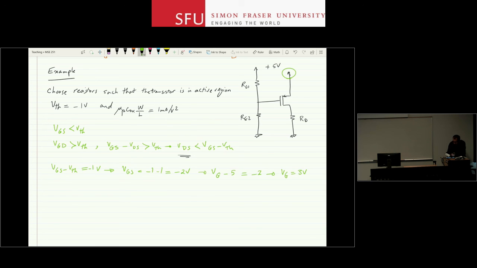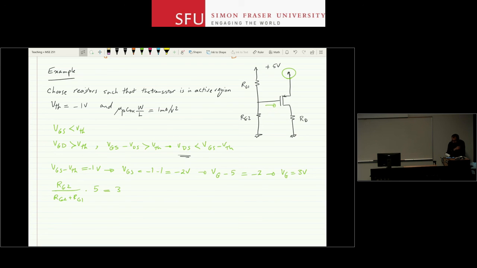If VG is 3 volts, I can go and choose RG2 and RG1. So RG2 over RG2 plus RG1 times 5 must be 3. Why? Because IG is 0, so I only have a voltage divider between these two resistors. If this was a BJT, I couldn't do that.